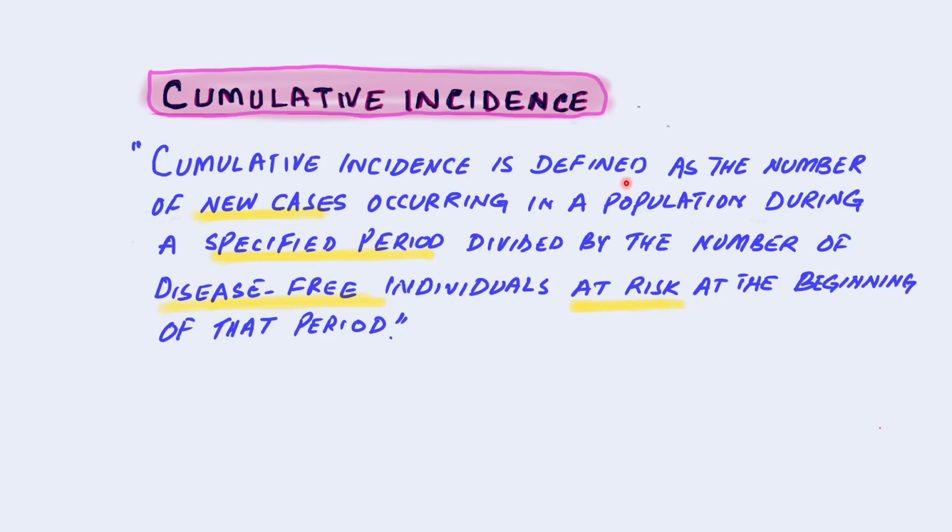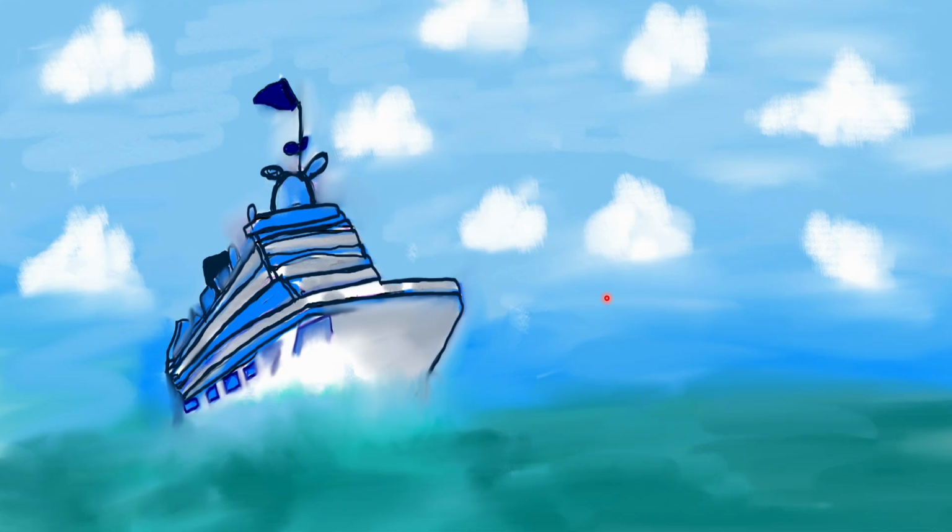Cumulative incidence is the number of new cases in a given population during a specified period of time divided by the number of disease-free individuals at risk at the beginning of that period. To understand cumulative incidence, let's imagine a fictitious situation.